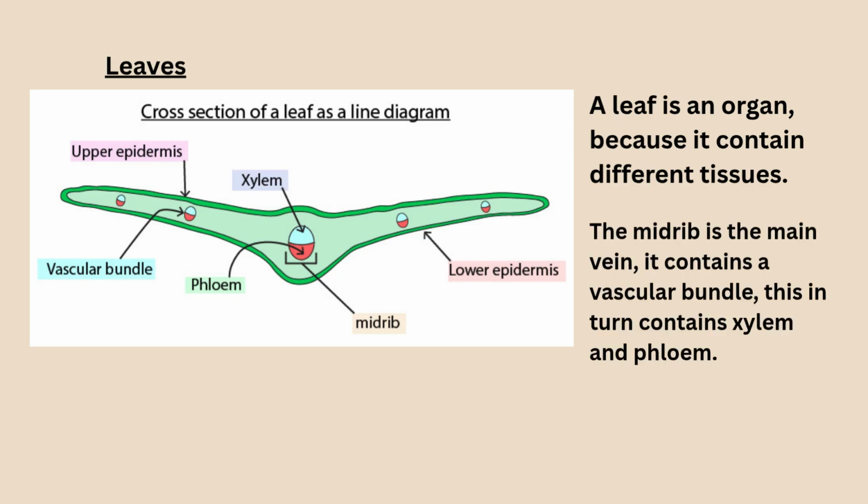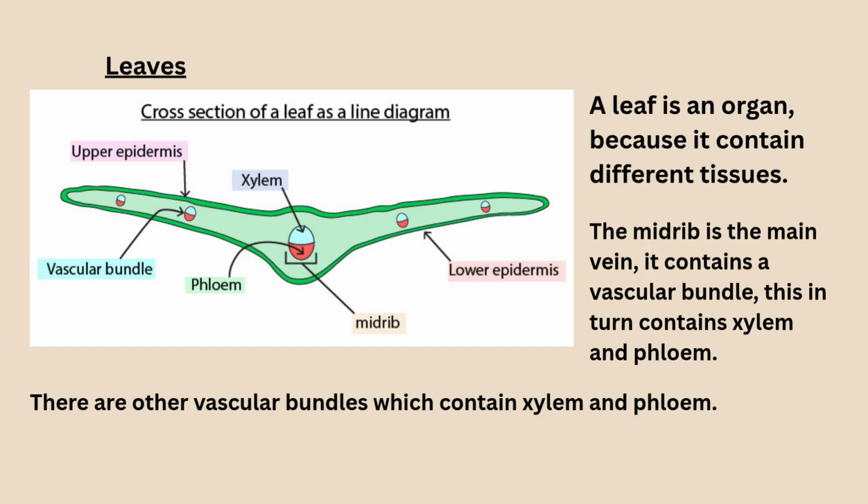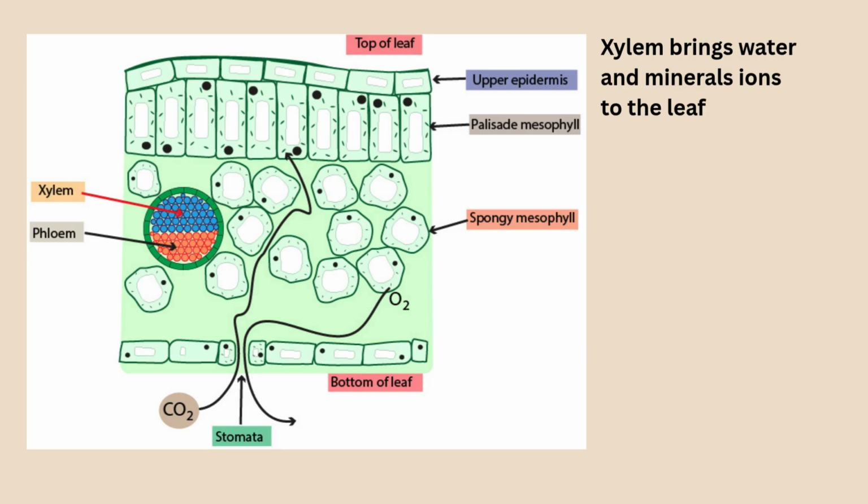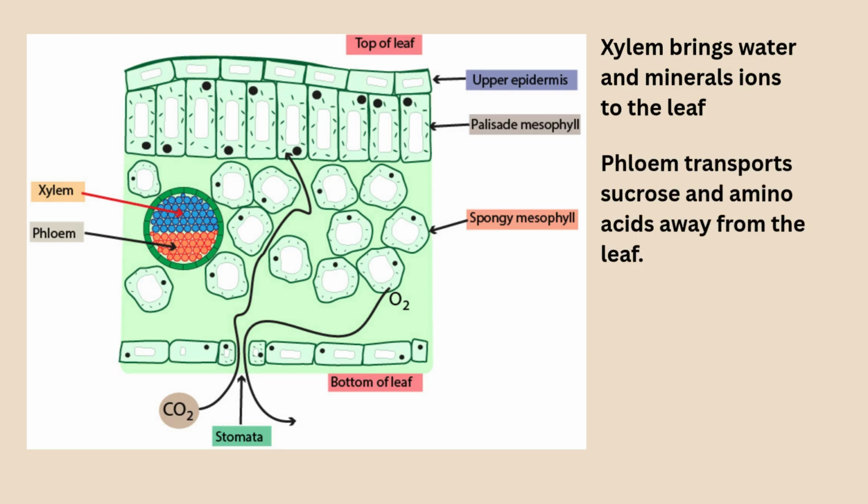The midrib is the main vein. It contains a vascular bundle, and this in turn contains xylem and phloem. There are other vascular bundles within the leaf, which also contain xylem and phloem. Xylem brings water and mineral ions to the leaf. Phloem transports sucrose and amino acids away from the leaf.